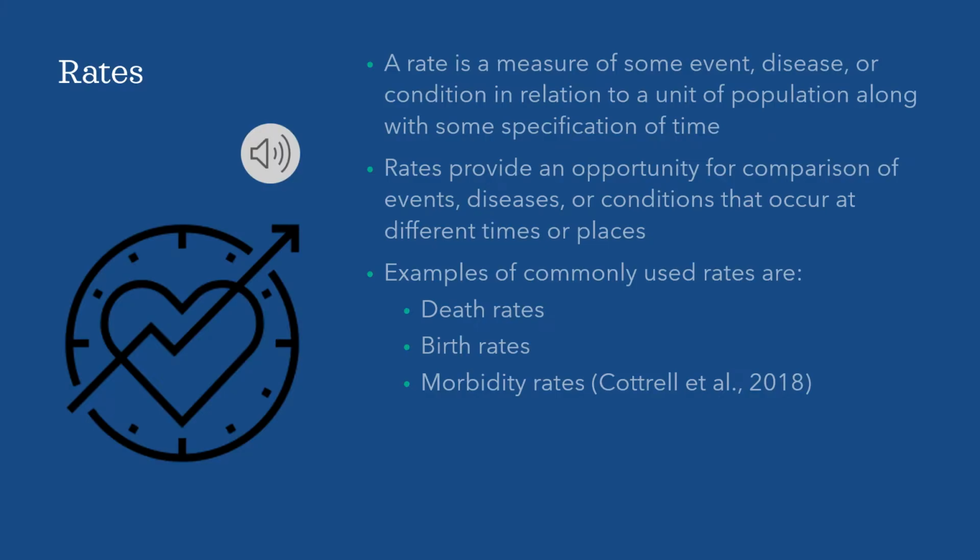First up, we're going to talk about rates. So a rate is a measure of some event, disease, or condition in relation to a unit of population along with some specification of time. They provide an opportunity for comparison of events, diseases, or conditions that occur at different times or places. And some examples of commonly used rates with measuring health status are death rates, birth rates, and morbidity rates.